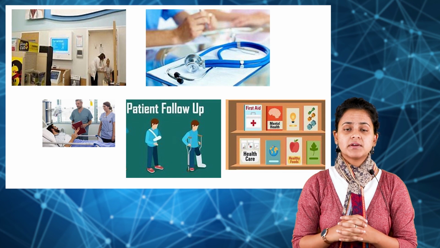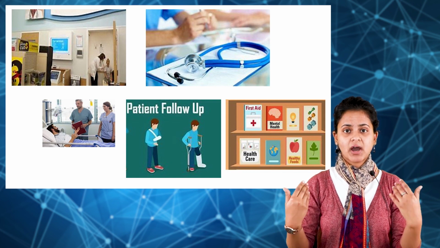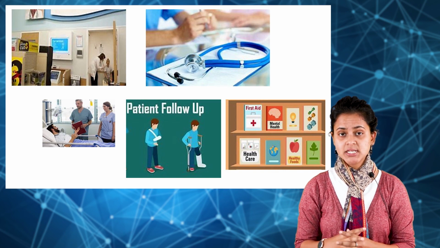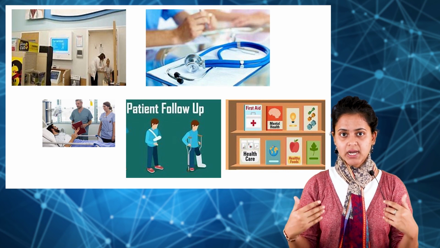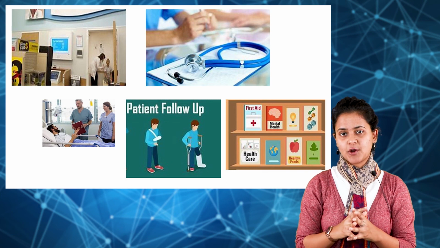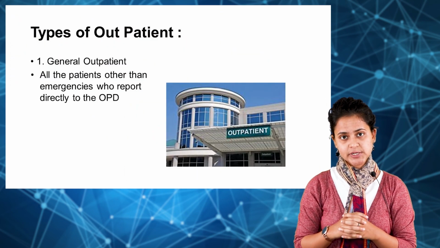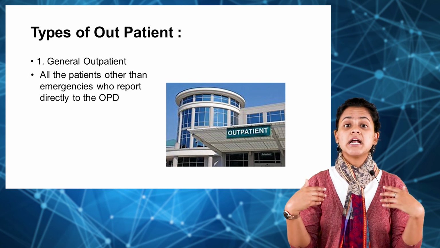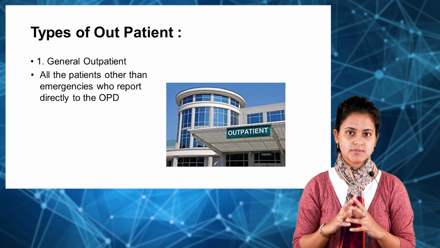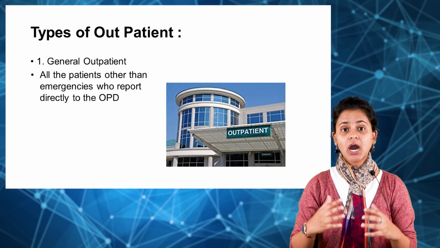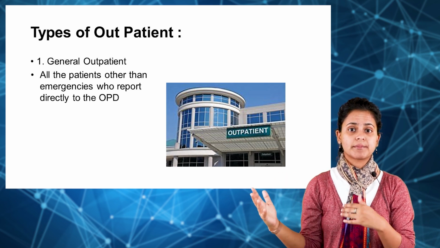So as we have learned till here regarding the function, objective and what outpatient department is, now we are going to learn regarding different types of outpatient department. So let us start with the first type of outpatient department, named the general outpatient department, which is basically located within a hospital. Now, how does the general outpatient department work?